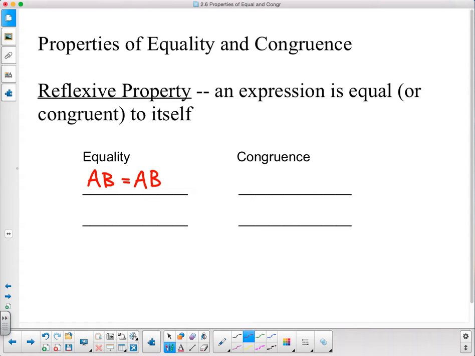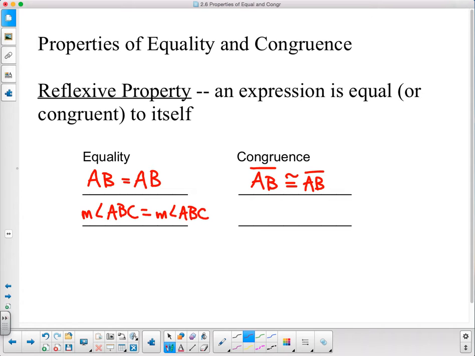Something equal to itself. If you stated that with angles, it would say the measure of angle ABC is equal to the measure of angle ABC. That's how it would look if it were stated with angles. Or it might be angle 1 is equal to angle 1. Angle 2 is equal to angle 2. If it's congruences, segment AB is congruent to segment AB. You have the segment symbol when you're doing congruence because you're naming the actual object.